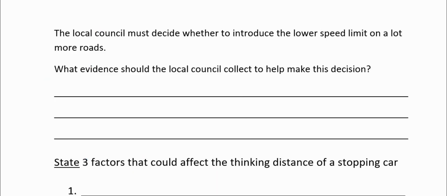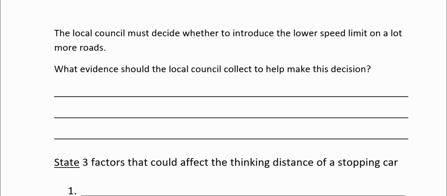The local council must decide whether to introduce the lower speed limit on a lot more roads. What evidence should the local council collect to help make this decision? This is an interesting question because it comes down to whether or not the information given to us is useful or not. You have to think, why do we want to reduce the speed limit? Well, because we want to reduce accidents. We want to reduce the severity of accidents. So, what evidence should they collect?